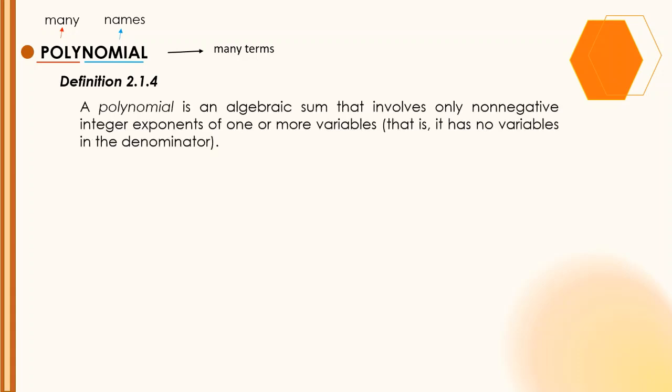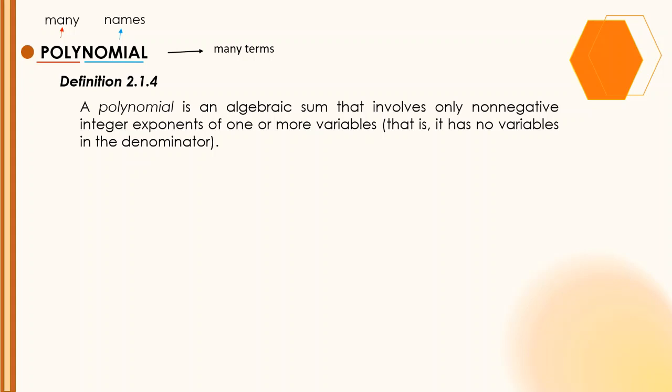For the second part, we will discuss polynomial. Poly comes from Greek word meaning many, while nomial comes from Latin word meaning names. You could view polynomial as many names, but in mathematical context it is really referring to many terms. In here, we define polynomial as an algebraic sum that involves only non-negative integer exponents of one or more variables. That is, it has no variable in the denominator.